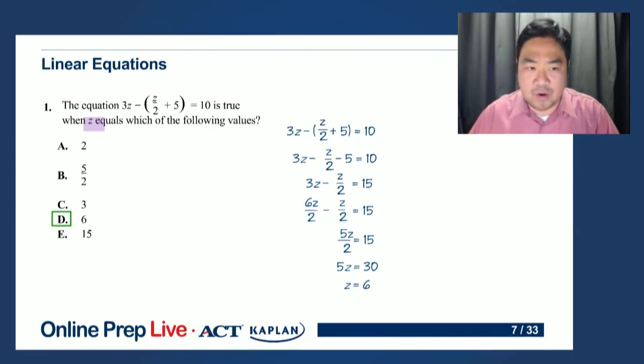So great work on this question. As we see, we just want to find what z is. And remember that one thing, when you have the parentheses, use the distributive property for everything inside the parentheses.